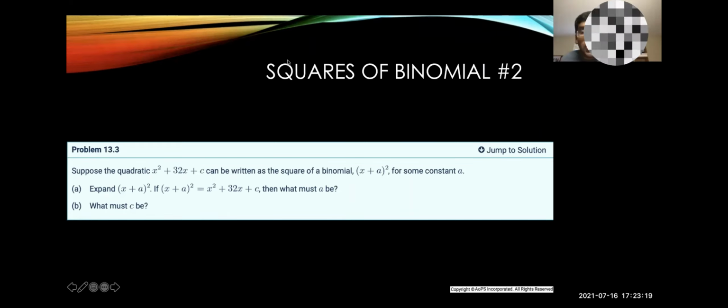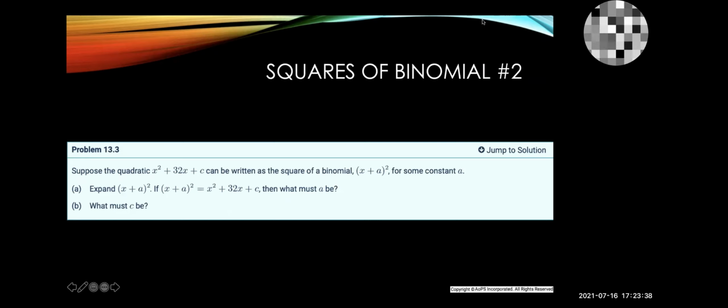Okay, so it's 7:23, so we're going to end work time on this problem, and Sandy did send in the correct answer for me, which is A is 16 and C is 256. So Sandy, would you be able to explain how you got to those solutions?